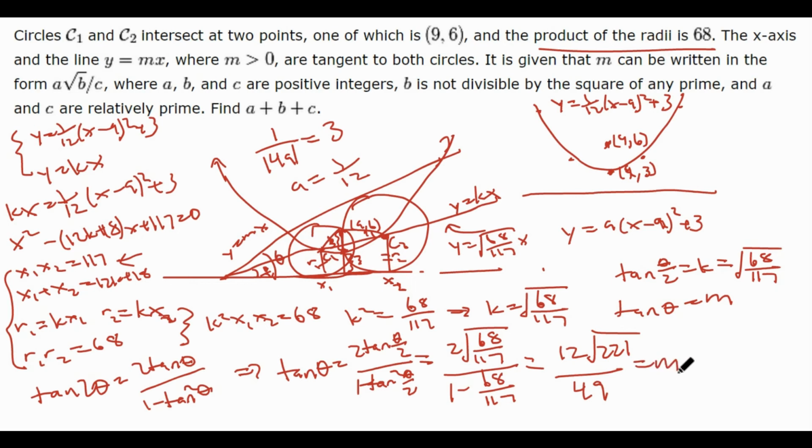But wait, look at what we were trying to find. m is written in the form a square root of b over c, and this is exactly the form that we have for m right here. So that means we're basically done. All we have to do is do 12 plus 221 plus 49. This is equal to 282, and we're done.